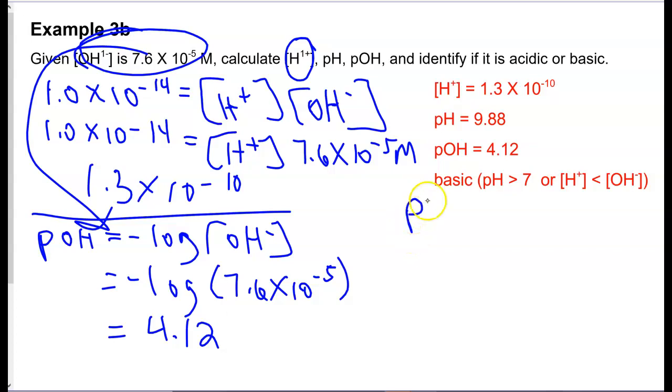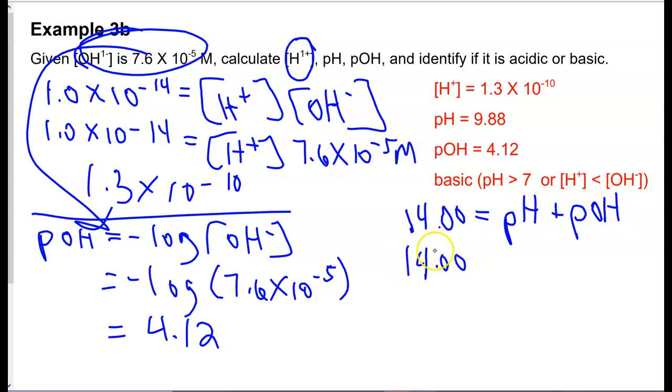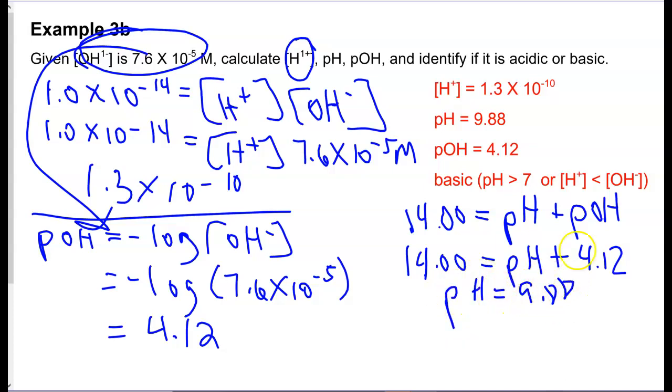For pOH, excuse me, I did pOH. For pH, I'm going to start this a little bit differently here. I know 14.00 equals pH plus pOH. So 14.00 equals pH, which we don't know, plus pOH, which we just figured out from doing the negative log of the OH concentration. I know it's 4.12. So I'm going to take 14 minus 4.12, and I get my pH to be 9.88.